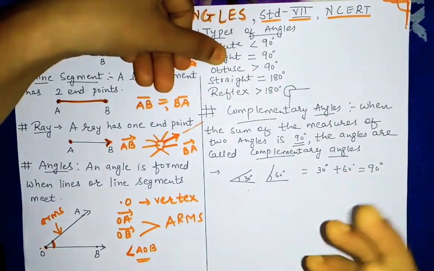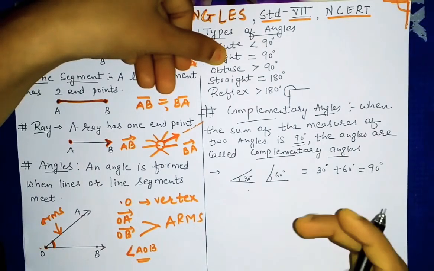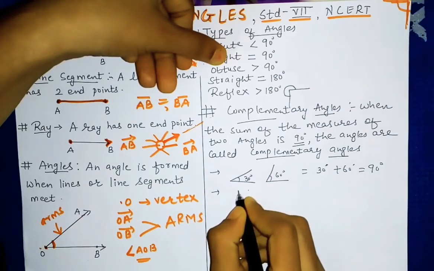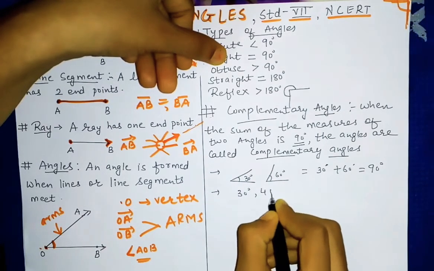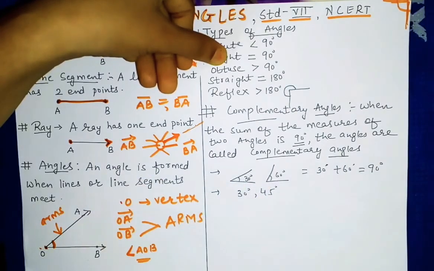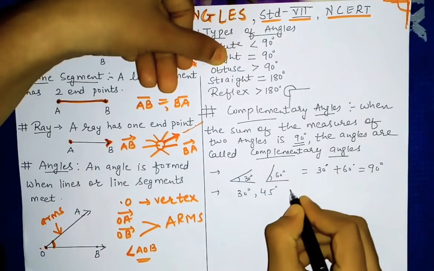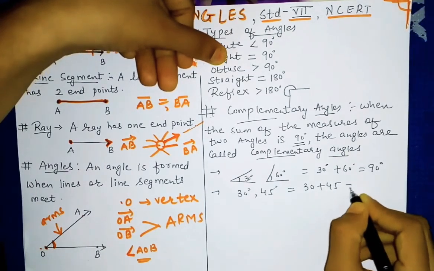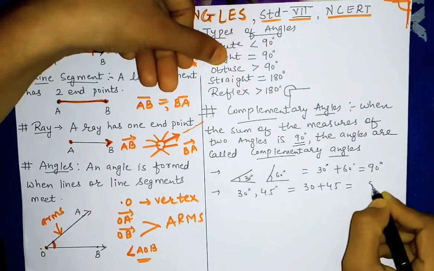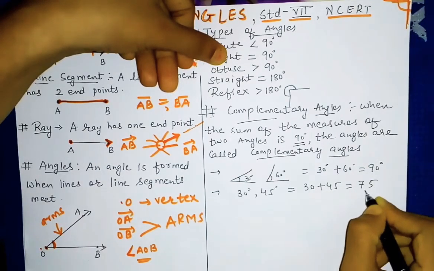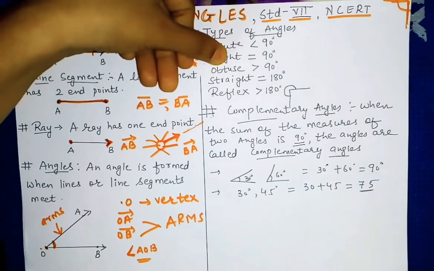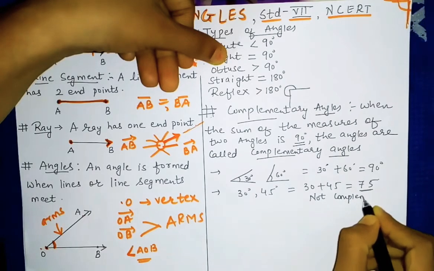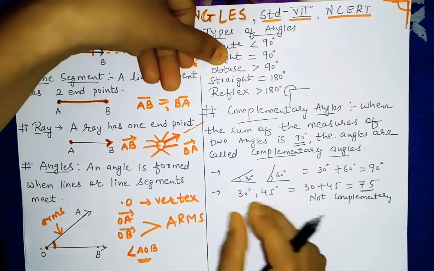Also the question can be asked like, check whether the given angles are complementary or not, and the angles will be given to you. So questions of this type can also come. For example, if you are given 30 degrees and 45 degrees, you have to check whether they are complementary or not. Simple, you will just add up 30 plus 45 and check the answer. 0 and 5 is 5, and 4 and 3 is 7. 75 degrees. Now here the total is not coming to 90. So this is not a complementary angle. This way you can add up and check.